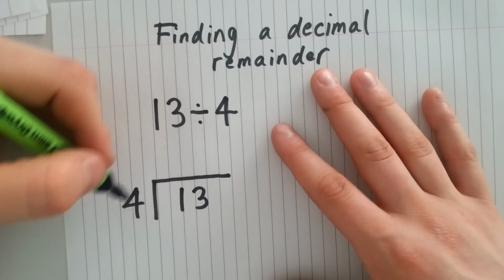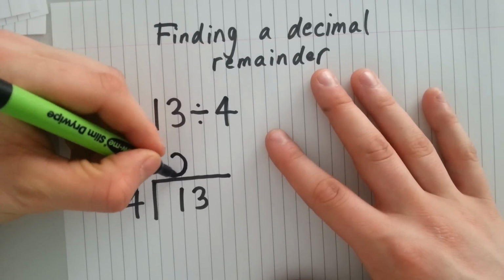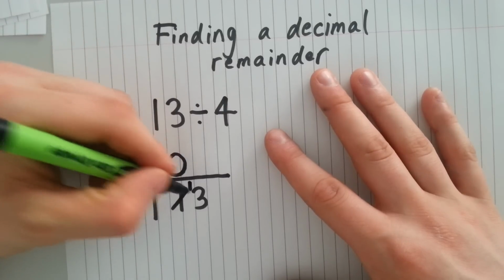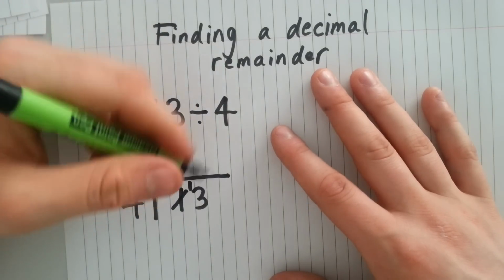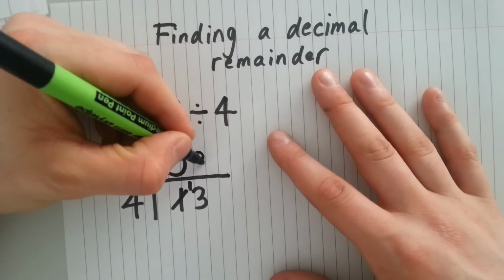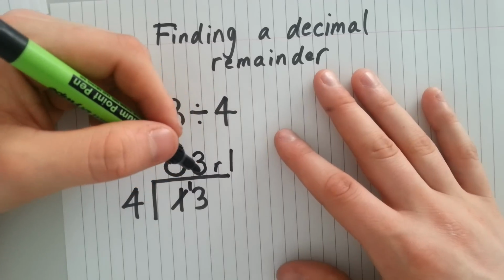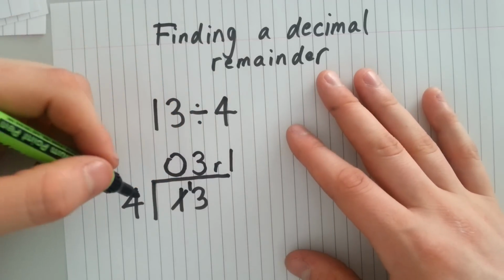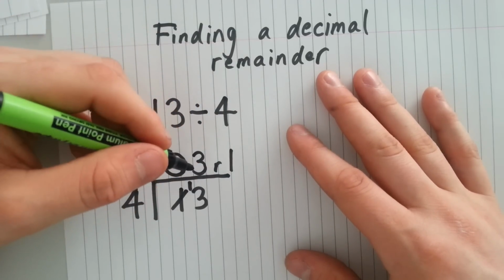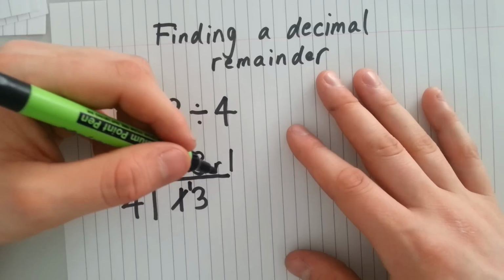4's into 1, well 4 doesn't go into 1. So we put a 0 and we carry the 1. 4's into 13, well that goes into it 3 times. And we've got a remainder of 1. Well, this remainder doesn't really mean much, okay? We've said 4 goes into 13 3 times, and we have 1 left over, basically a remainder of 1.